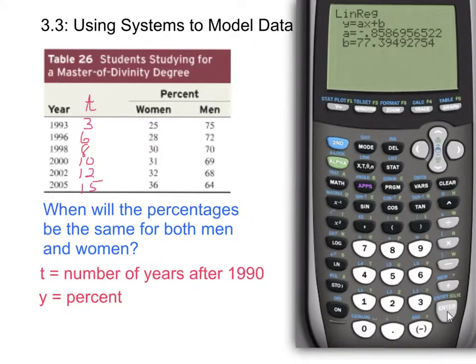Remember, the default is always to use L1 and L2 for the x's and the y's. If we want anything different than that, we have to actually enter those columns in with a comma separating them. So in the second case, we did L1, comma L3 to get the men's regression data. Now we have our two lines, so let's go ahead and write those answers down.